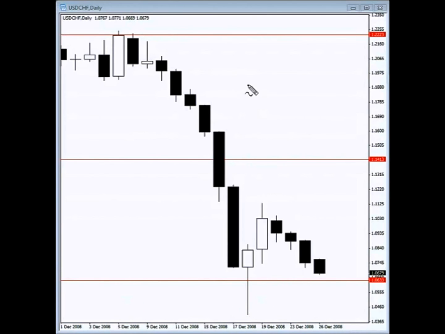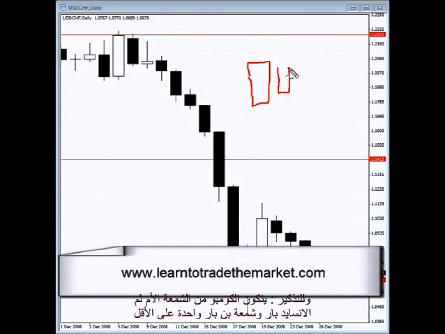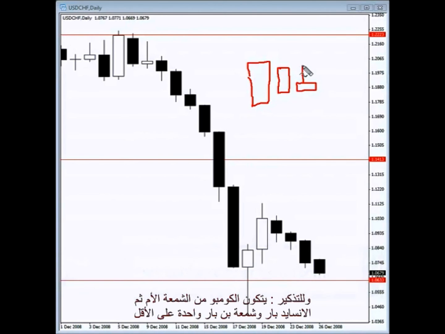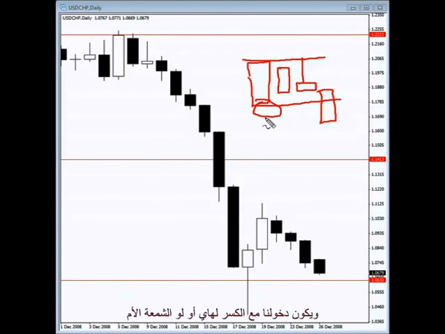And again, just to refresh your memory, a combo is when you get a mother candle followed by inside bars and at least one pin bar. Now the pin bar is a rejection. That's still got to be inside, so it should be level or inside, and we have to take the trade in the direction that it breaks relative to this mother candle right here.